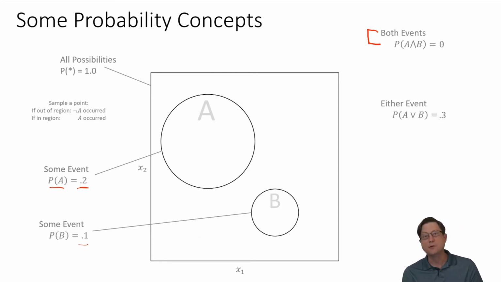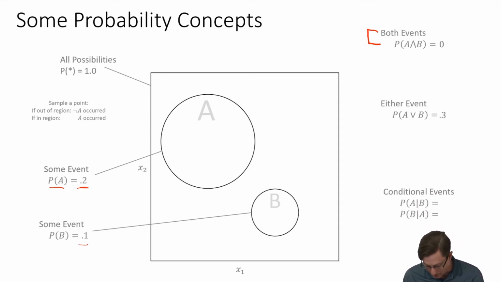Then there's this other notion, which is conditional events. What this says is the probability that the point is in A, given that the point is in B. One way to think about that is that you sample a point in B, not in the full instance space, but you just draw a sample from B. And what's the probability that the point you've sampled randomly from among the options in B is also in A? And of course, we got a 0.